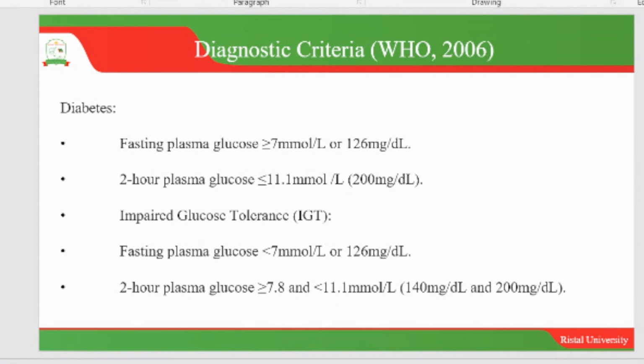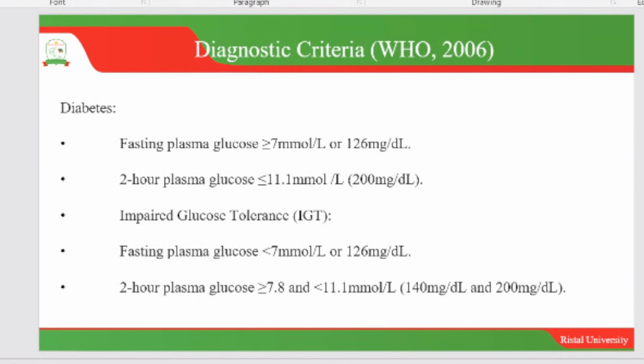Then impaired glucose tolerance test. Here we consider if the fasting plasma glucose is less than 7 millimoles per liter or 126 milligrams per deciliter. Then the 2-hour plasma glucose, which is greater than or equal to 7.8 and less than 11.1 millimoles per liter. In brackets, 140 milligrams per deciliter and 200 milligrams per deciliter.